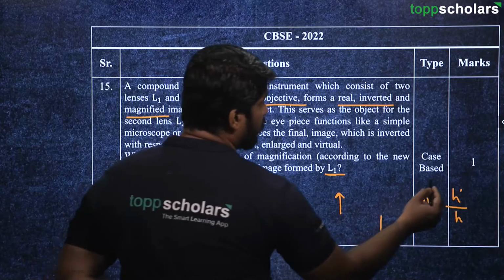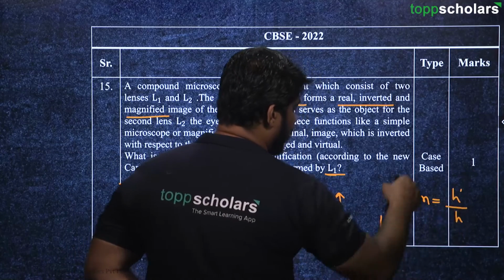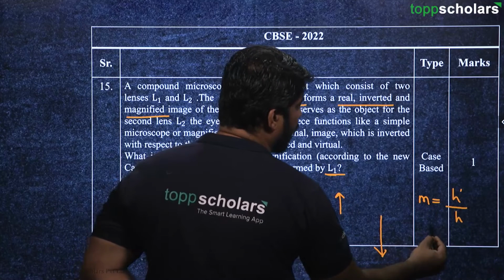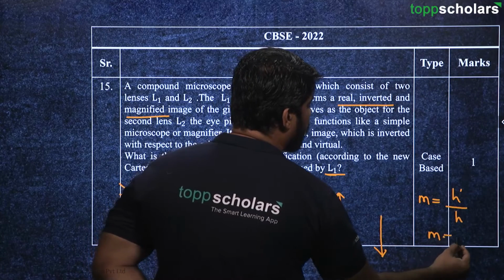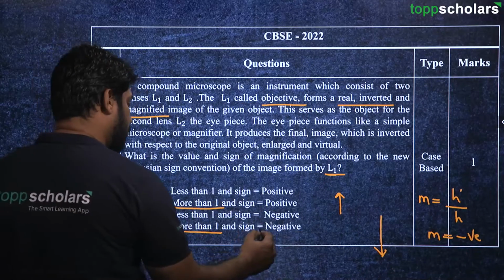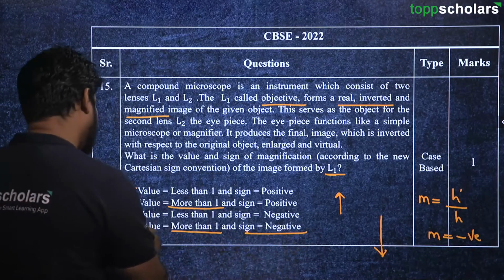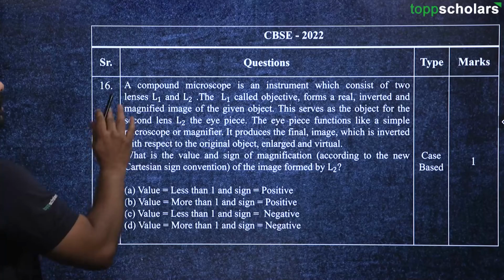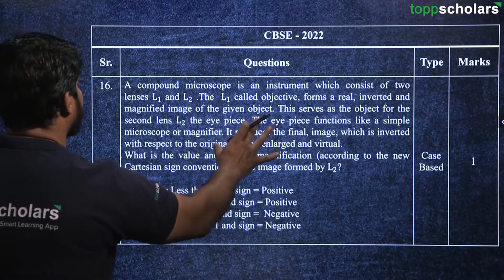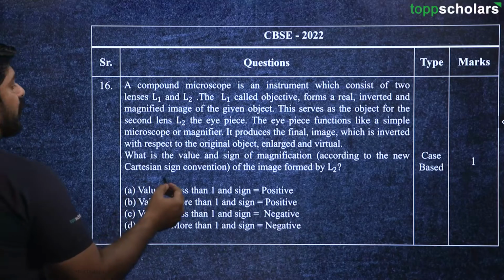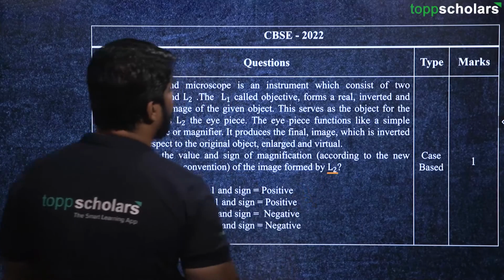Then since h dash is in negative direction and h is in positive direction, m is going to be definitely negative. So the correct answer is going to be option D. Moving on. Next, again you can see the same case is there, just the question has changed. Now here we are talking about L2.